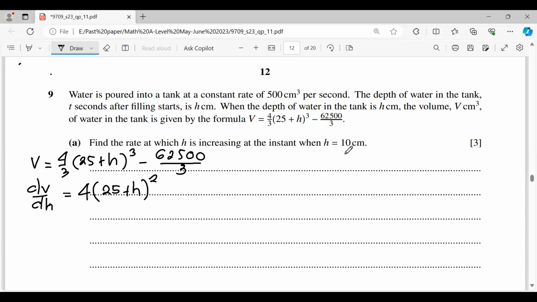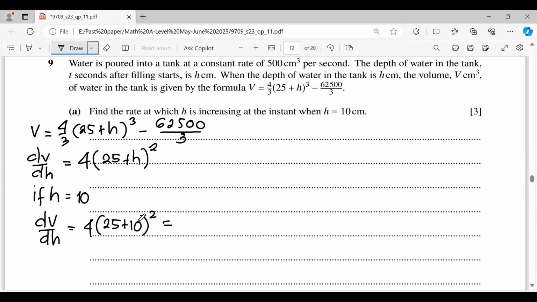If h equals 10, it means dV/dh equals 4 times (25 plus 10) squared. How much is this? I'm going to calculate with my calculator first. 4,900. But I'm going to use dh/dV. So dh/dV is the opposite of this number, 1 over 4,900.